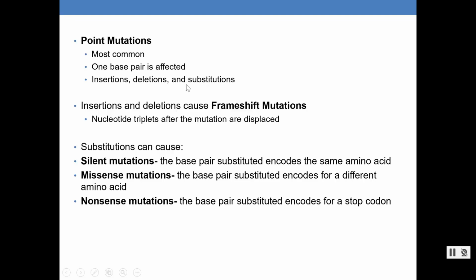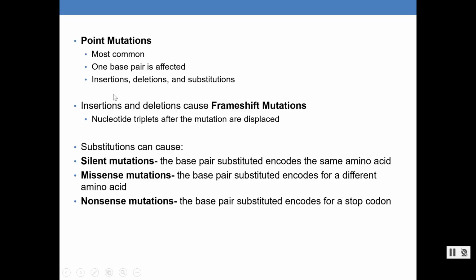Another type of point mutation, again only affecting one nucleotide, is an insertion or a deletion. With an insertion, it's supposed to be AUG, and it becomes AUUG. You get an extra nucleotide inserted. Or with a deletion, AUG becomes AG. You get a deletion of a nucleotide. All of these are still considered point mutations because they only affect one nucleotide.